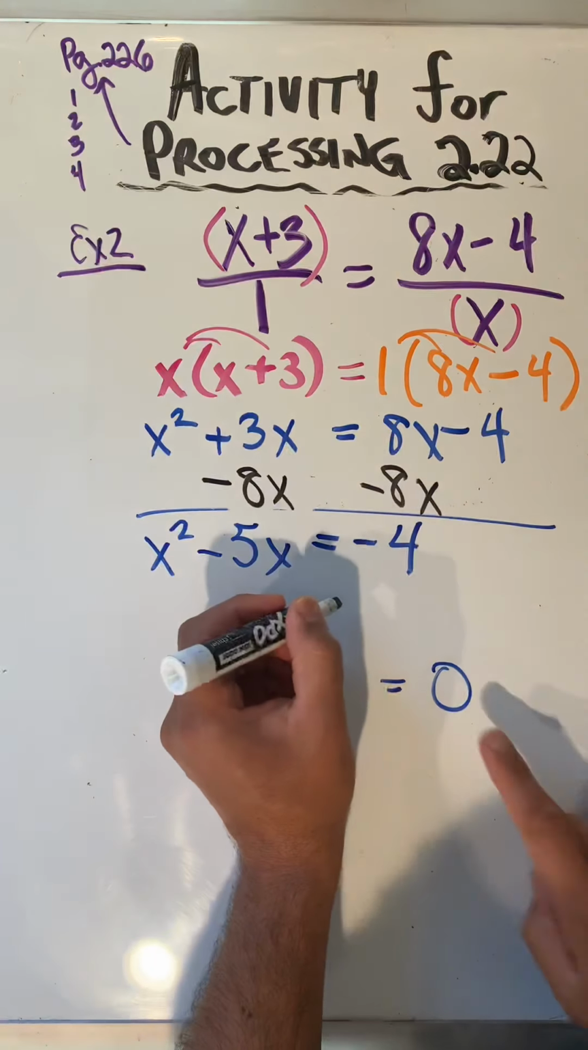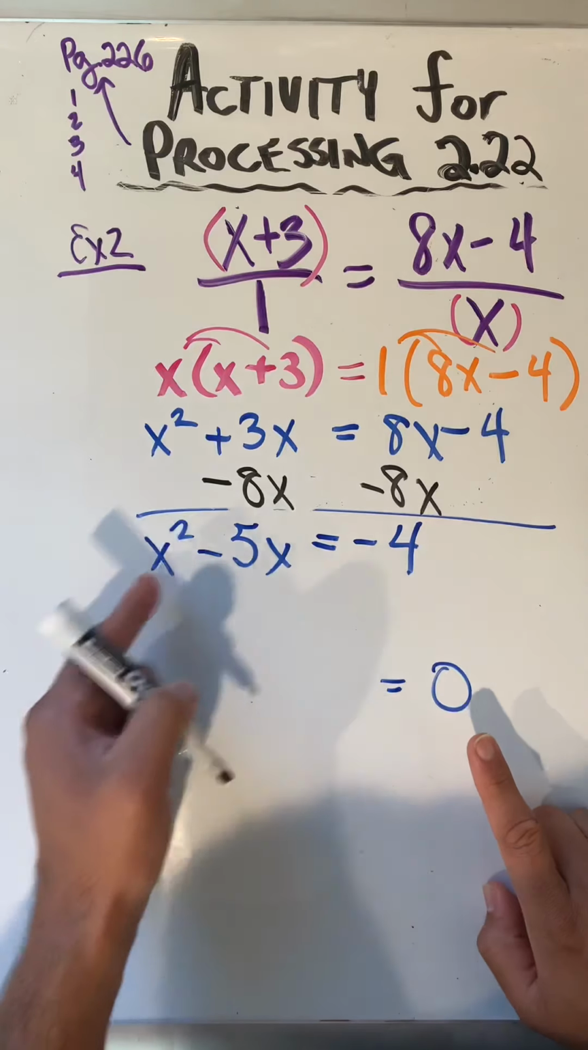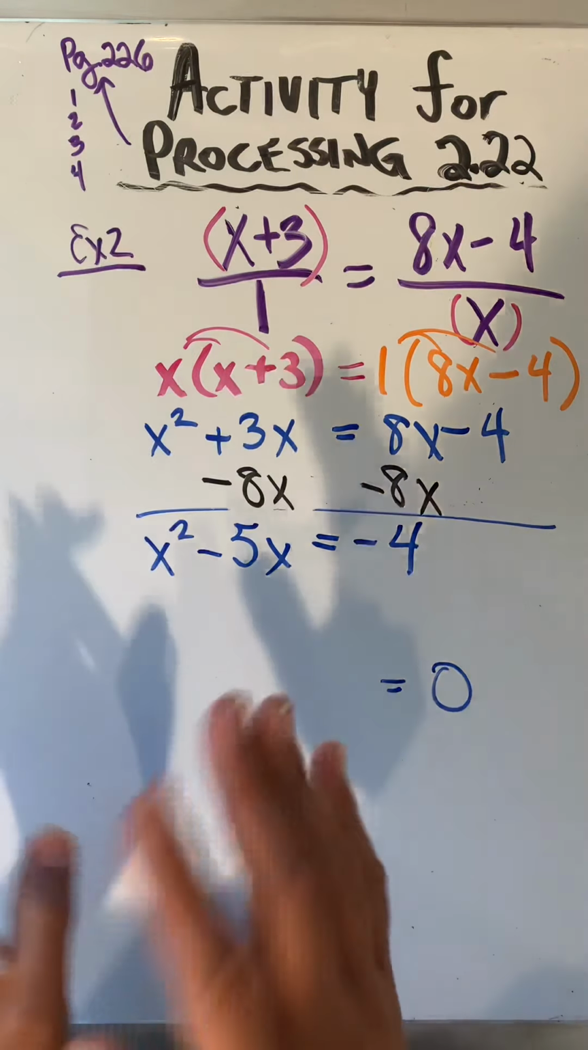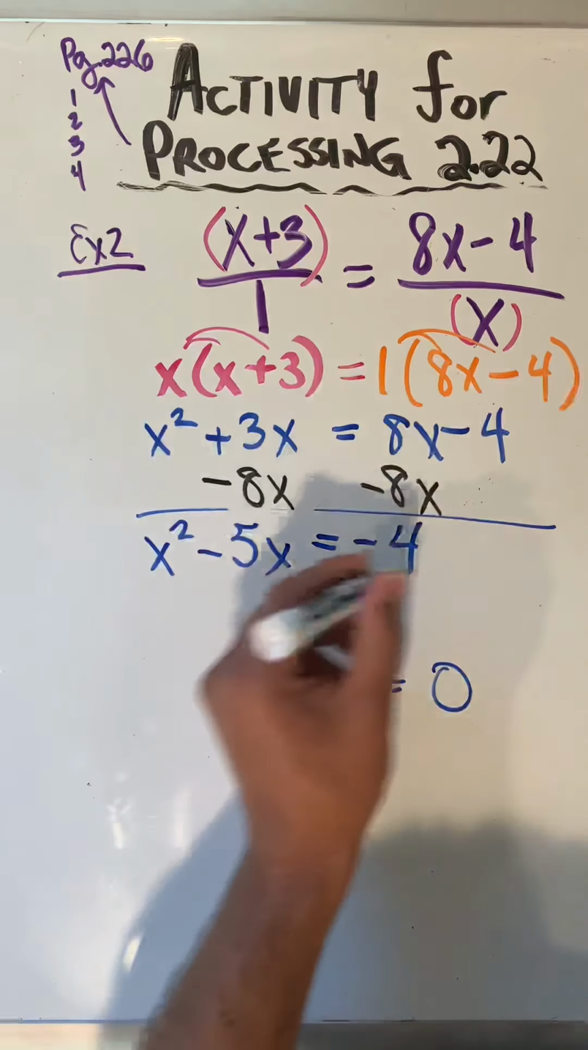All right. And remember, I want to get 0 here because whenever you have a quadratic, a degree 2, x squared, it's very strategic to have 0 on the other side so we can factor in a moment. You'll see that happen in a moment, but just know that that's my goal and why I'm doing this the way I'm doing this.